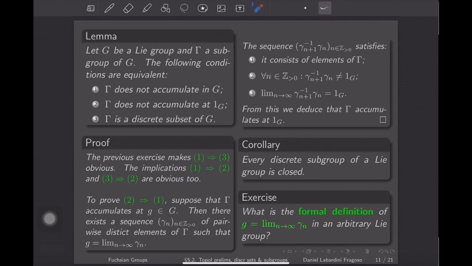Now, fortunately for subgroups of Lie groups, one doesn't have to worry, because not accumulating in the whole space is equivalent to being discrete. Right. So okay. So this is not a course on Lie groups.